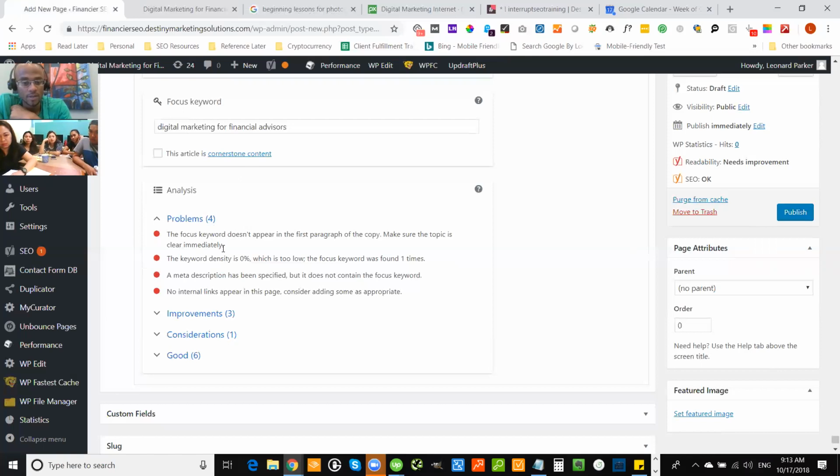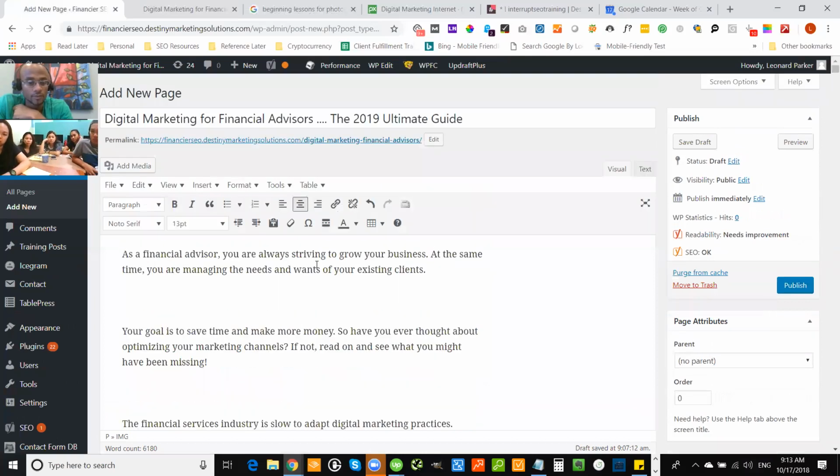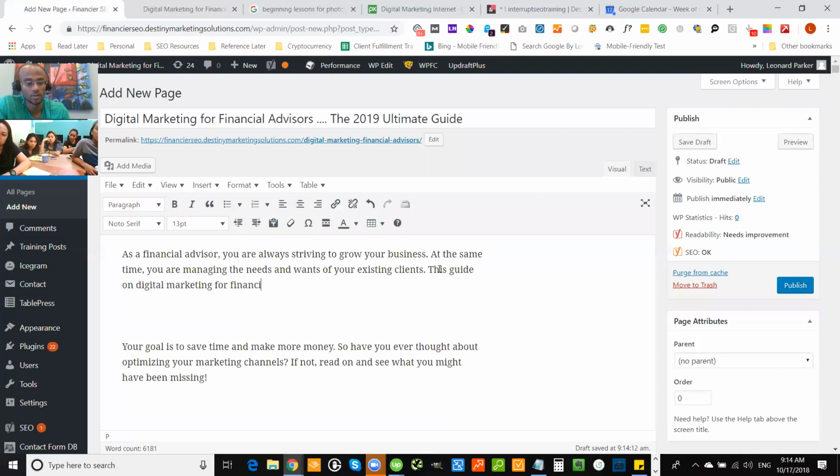So some of the things we can fix. The focus keyword doesn't appear in the first paragraph of the copy. Make sure the topic is clear immediately. So basically what that is saying is we should take this phrase and add it somewhere in our first paragraph. So let's see how we can do that. We scroll all the way back up here. So I'm just going to put a nonsense sentence just to make sure we fulfill that. This guide on digital marketing for financial advisors is the answer you've been looking for.